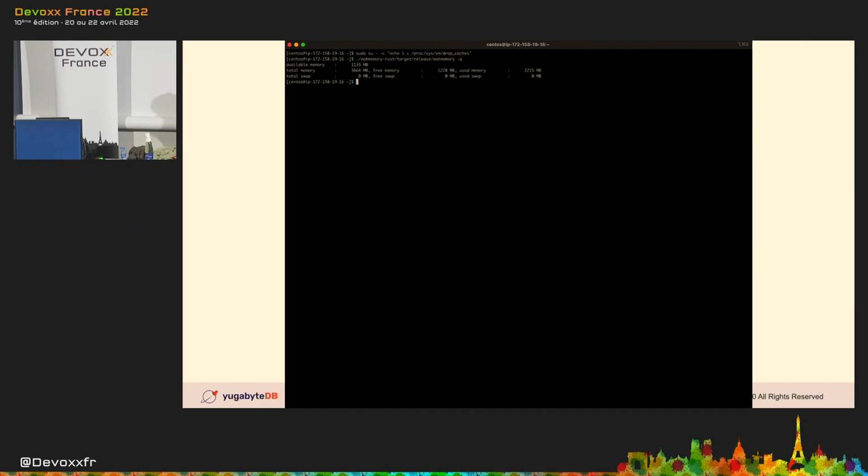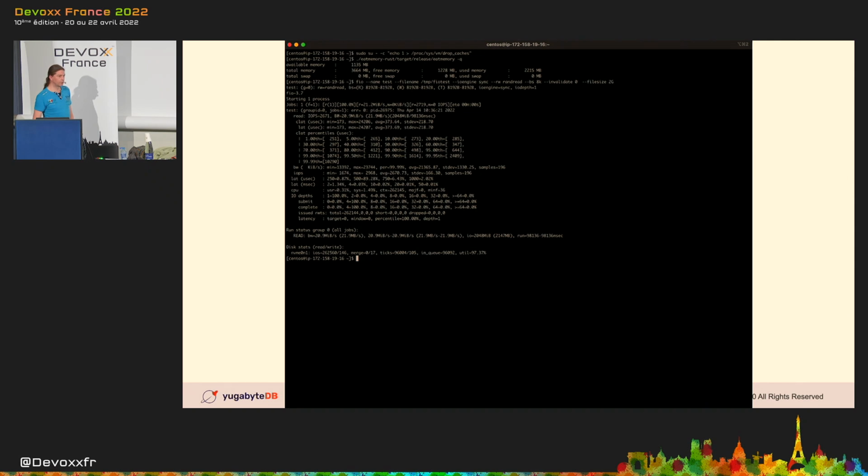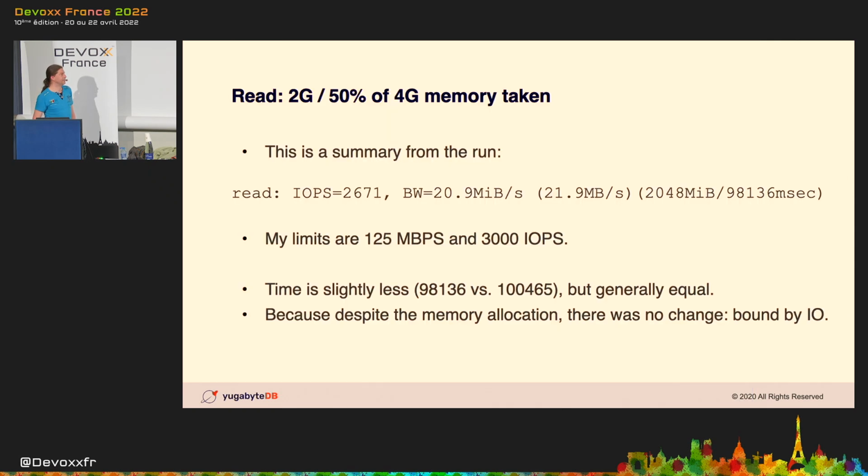And if you now look at available memory, you see that the figure is way less. It's 1,135, so 1.1 gig roughly. And you can see that used memory is over 2 gig. So this simple utility allocated the memory, and now I run the same test. Luckily I can transport you forward in time. Now I'm doing 98 seconds.